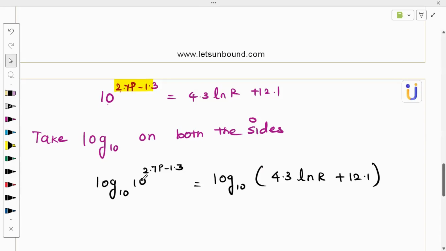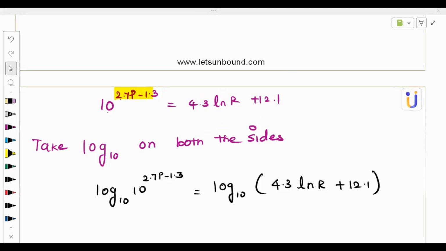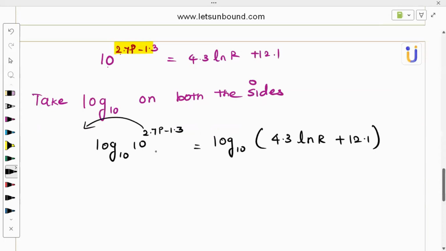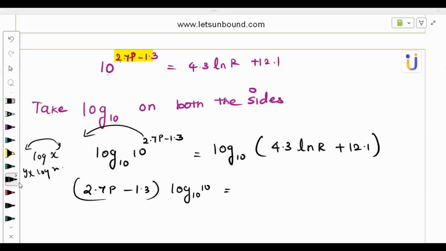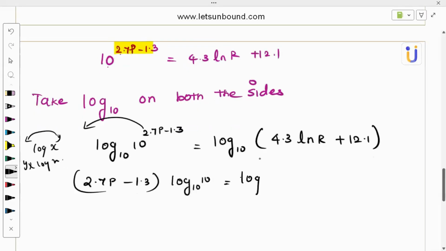This exponent will come in front, right? So (2.7P minus 1.3) times log 10 of 10. This is using the rule log x power y: if you have it, you can write y times log x. That's the rule I have applied here. And this is equal to log 10 of (4.3 ln R plus 12.1), let it be as it is.